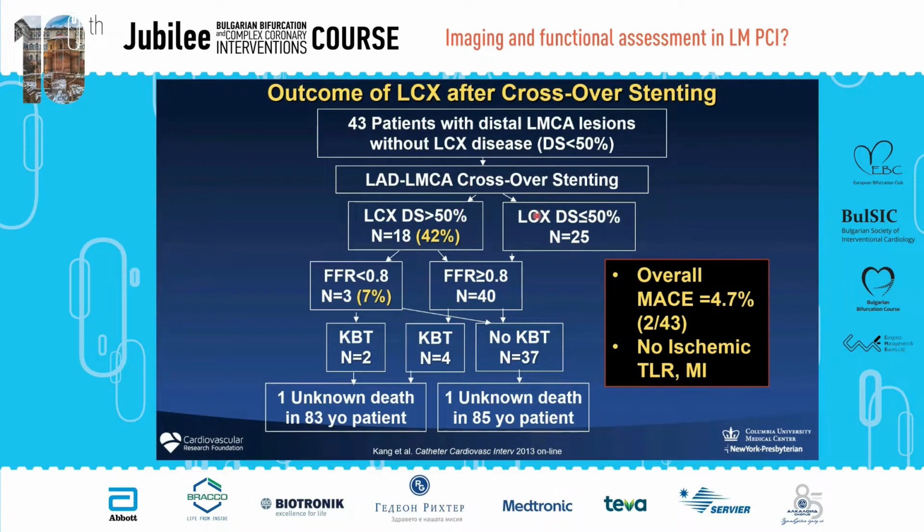And this is the data from Korea. They included 43 patients having the distal left main bifurcation lesion, and all of the patients had a normal circumflex ostium. After the crossover stenting, what they found is only 7% of the patients having FFR positive in the circumflex ostium, and everybody had a good outcome. Therefore, if you start with a very normal circumflex ostium, it is good to do crossover stenting.